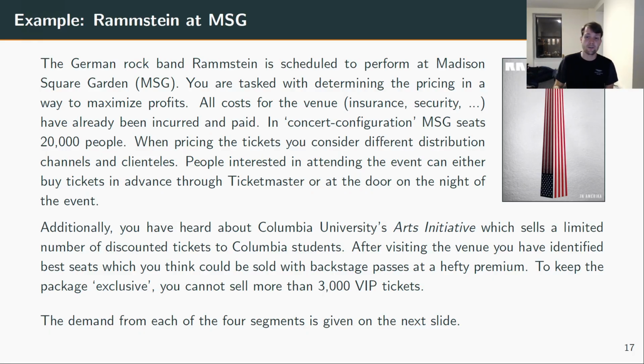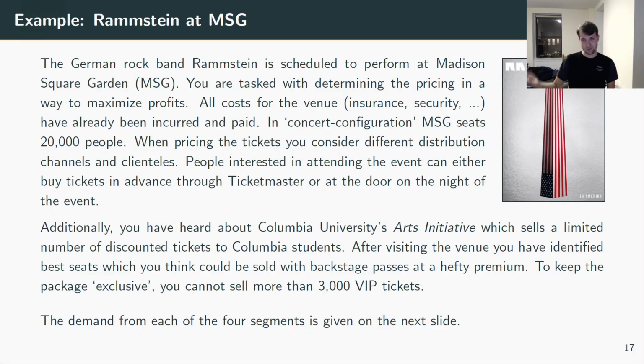In concert configuration, Madison Square Garden seats 20,000 people. So that's the maximum we can sell. We have a capacity constraint. We can't sell more than 20,000 tickets. Well, we could, but we shouldn't. When pricing the tickets, we consider different distribution channels and also different clienteles. That sort of goes hand in hand. People interested in attending the event can either buy the tickets in advance through Ticketmaster or at the door on the night of the event.